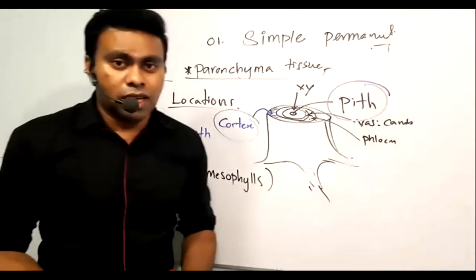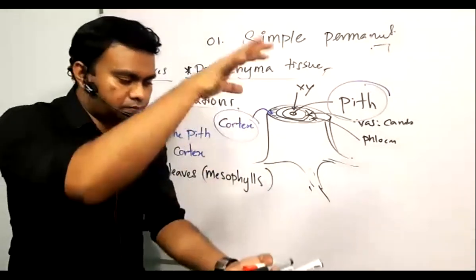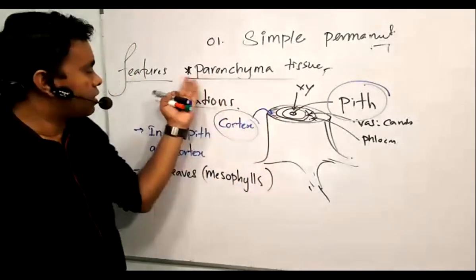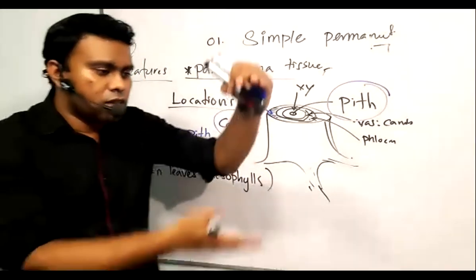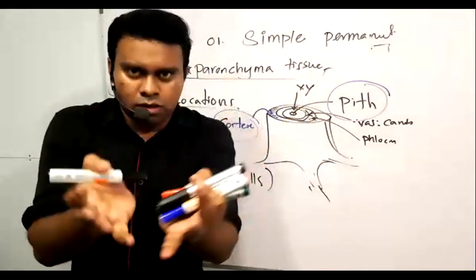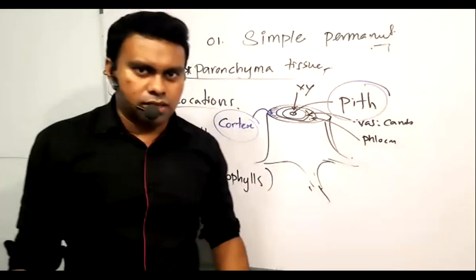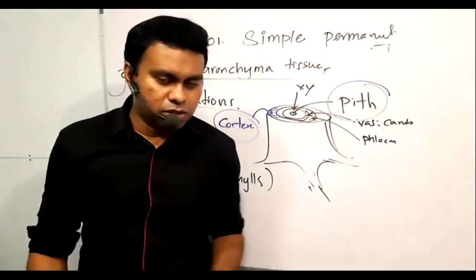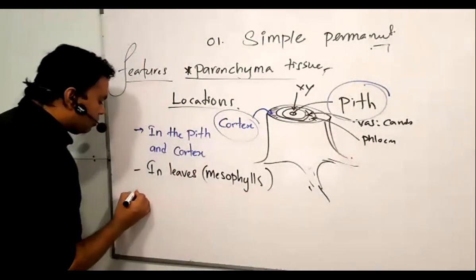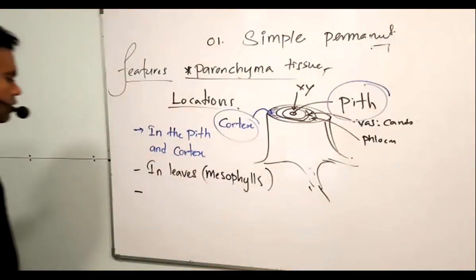There are two types of mesophyll cells, the elongated one. Okay, so that's another type of mesophyll cell, and that's also a parenchyma cell. We call that palisade mesophyll. The spherical ones we call spongy mesophyll. Palisade mesophyll, spongy mesophyll. I'll explain next week. Okay, in leaves, mesophyll.